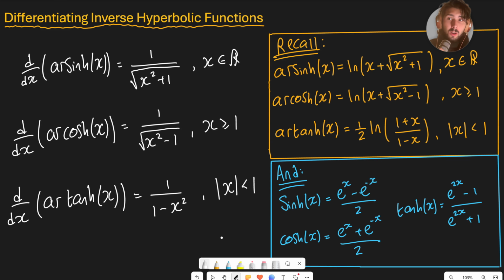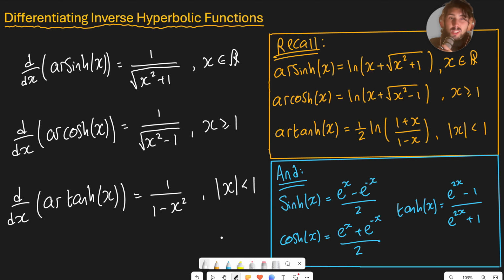So here they all are. The derivative with respect to x of r sinh is 1 over the square root of x squared plus 1. The derivative with respect to x of r cosh is 1 over the square root of x squared minus 1. And the derivative with respect to x of r tanh is 1 over 1 minus x squared. And I've also rewritten their domains as well. Those derivatives are only defined, first of all, for r sinh when x is a real number, for r cosh when x is greater than or equal to 1, and for r tanh when the modulus of x, or the absolute value of x, is less than 1.